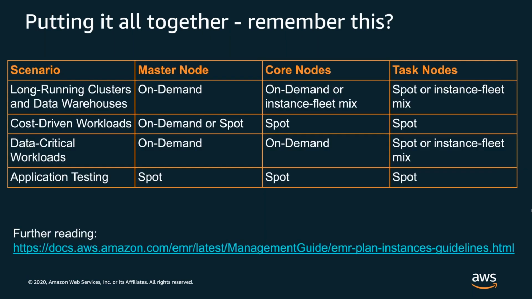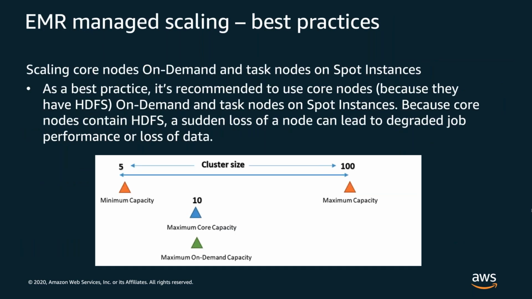Okay, so going back, let's put this all back together. Remember this slide here where we said, how do we think about this for our particular workloads? If you're in an environment where you want to be aggressive with using Spot instances, but you still want to maintain availability at the master level and the core level because maybe you're using HDFS, well, you want to have a nice mix of on-demand, typically for the master and the core tier, and then you can use Spot for the task nodes. And this is something that managed scaling helps you configure within its configuration, and I'll show you that here in a moment.